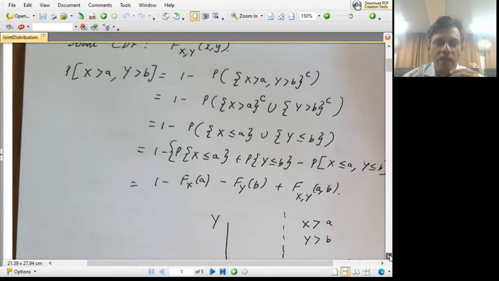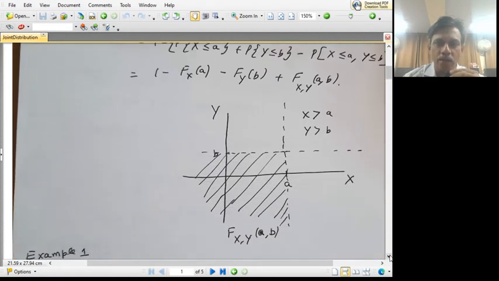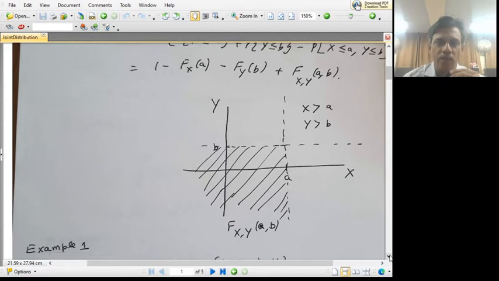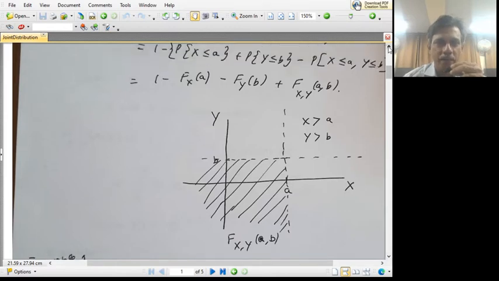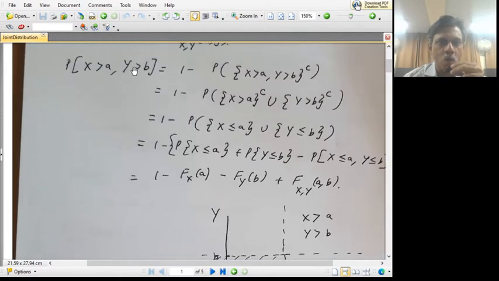We can also derive this formula using geometric arguments, that is, with geometric interpretations of the space spanned by X and Y. You look for the region in which this condition is met. What is the condition? Probability of X greater than a, Y greater than b.